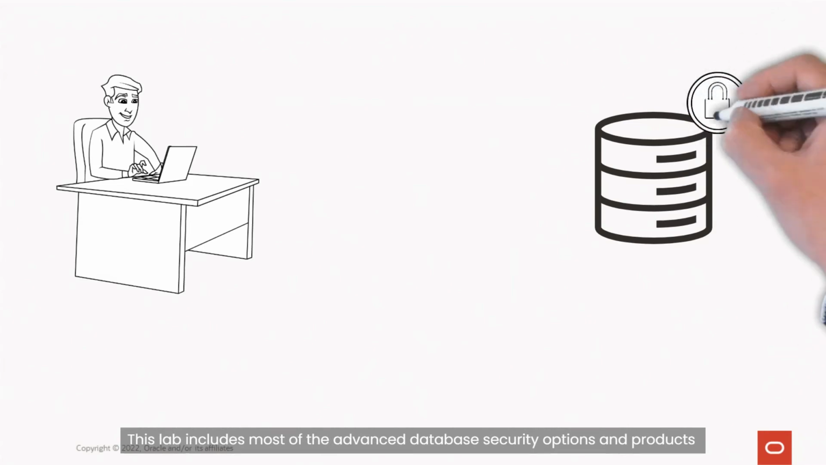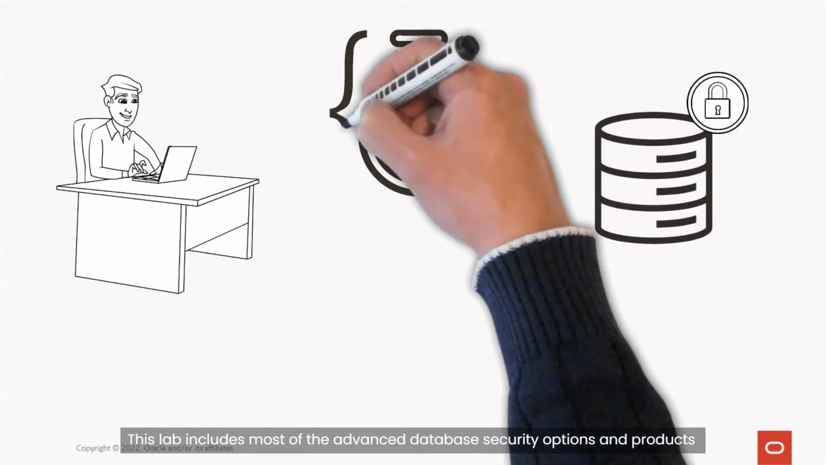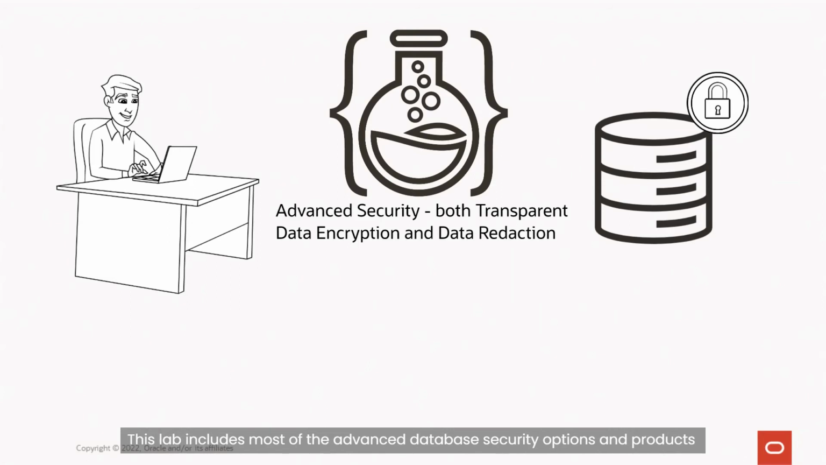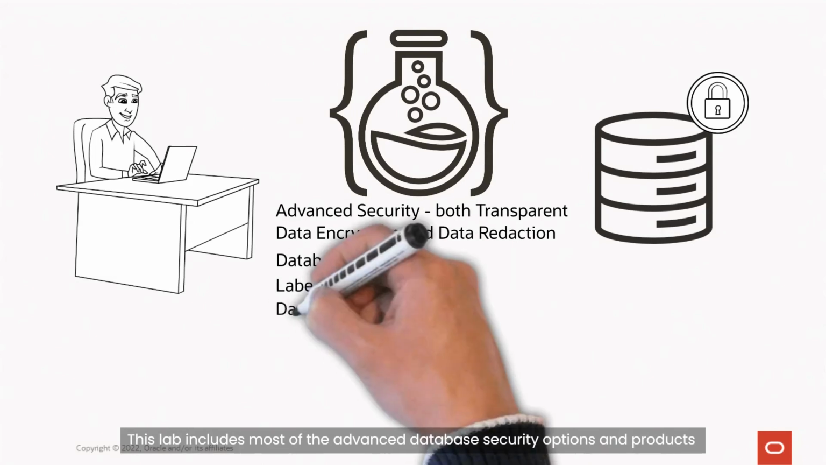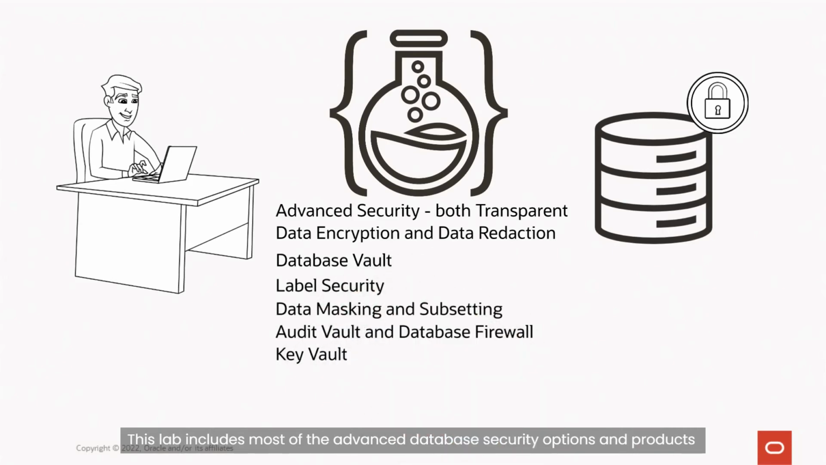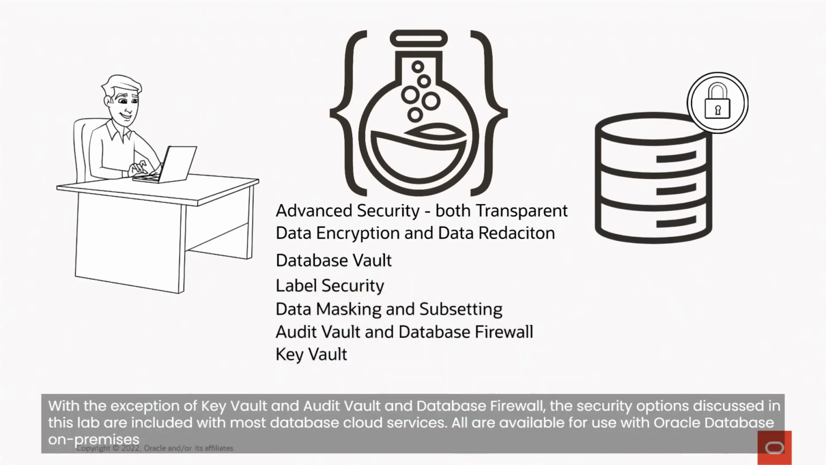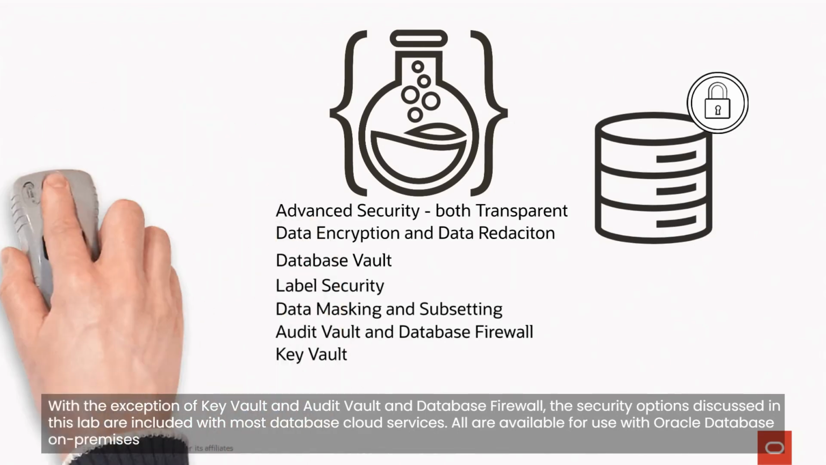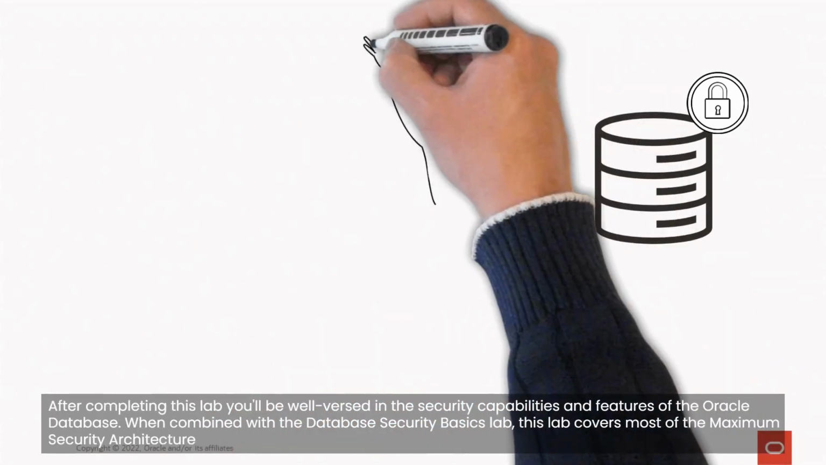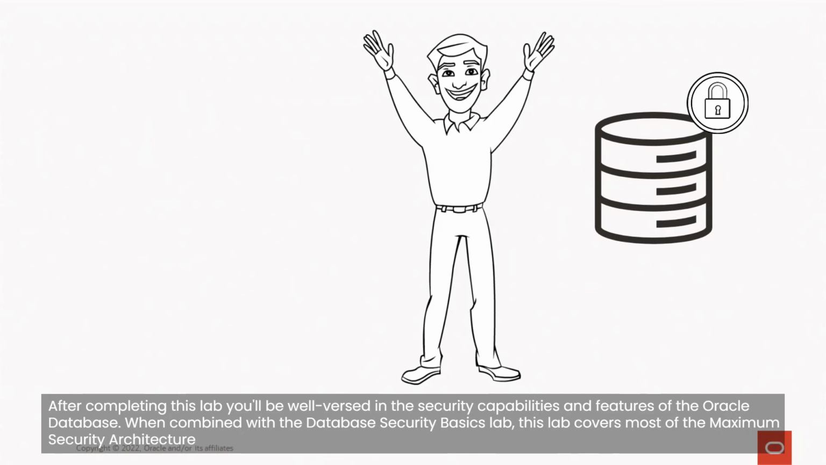The database options and products we'll be working with during this lab include Advanced Security, and that includes both Transparent Data Encryption and Data Redaction, two of the most popular features of Advanced Security, Database Vault, Label Security, Data Masking and Subsetting, Audit Vault and Database Firewall, and Key Vault. With the exception of Key Vault and Audit Vault and Database Firewall, the security options and products discussed in this lab are included with most of the Oracle Database Cloud services, and all are available for use with Oracle Database on premises.